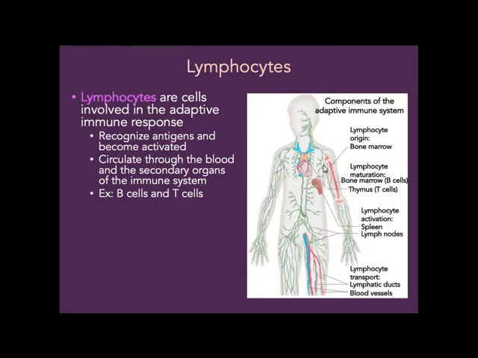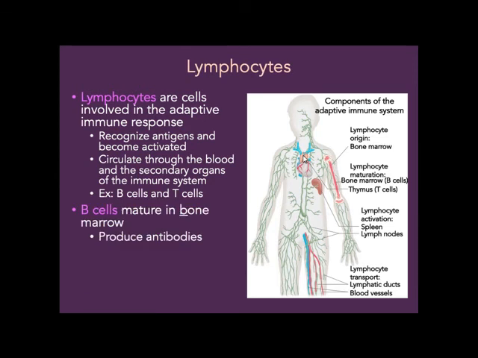Okay, so lymphocytes are a major kind of cell that's involved in the adaptive immune response. And their job is to recognize antigens. Antigens, again, those are the little nubbins on the outside of the viruses and the bacteria. So they recognize antigens, become activated, and then circulate throughout the blood and the secondary organs of the immune system. So B cells and T cells are both lymphocytes. Okay, the B and the T is because B cells are made in the bone marrow and T cells are made in the thymus.